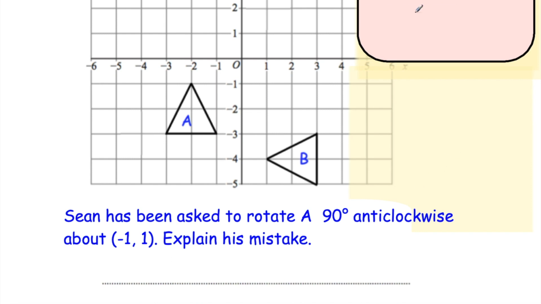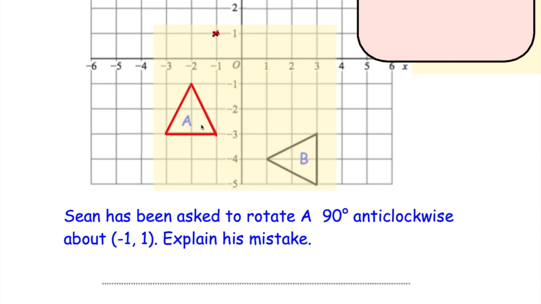So we're going to get our pencil and we're going to mark on the center of rotation -1, 1. So -1, 1 will be here. So that would be the center of rotation. And then we'll get our tracing paper and we'll put it over the center of rotation and the triangle, and we'll draw over the triangle and over the center of rotation, and it would look something like this.